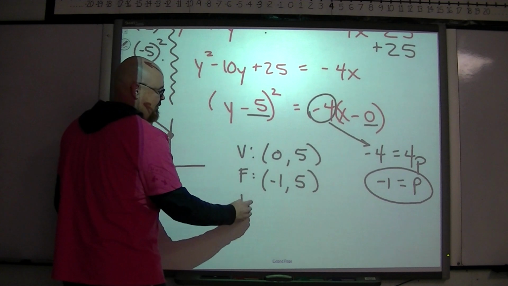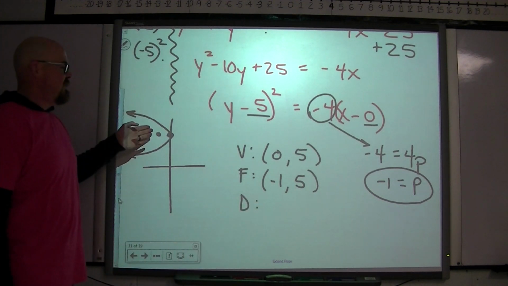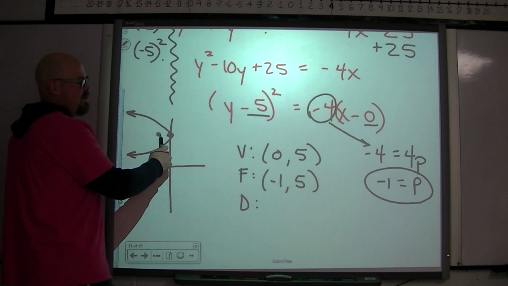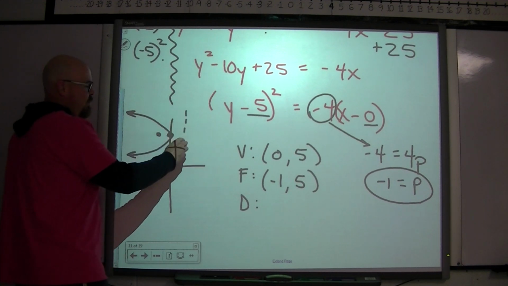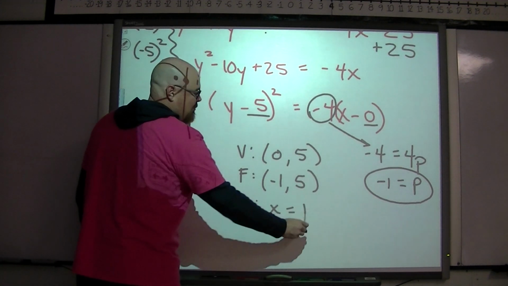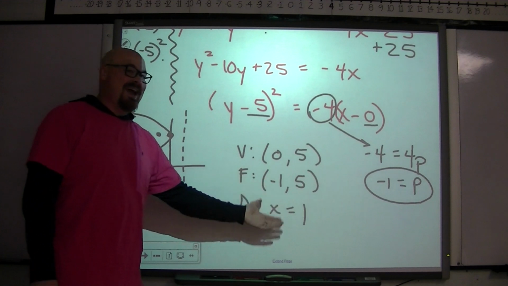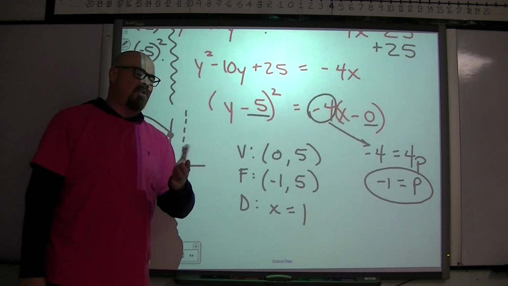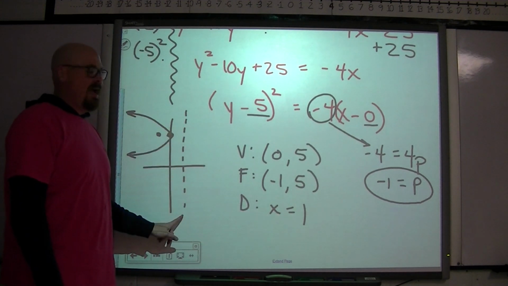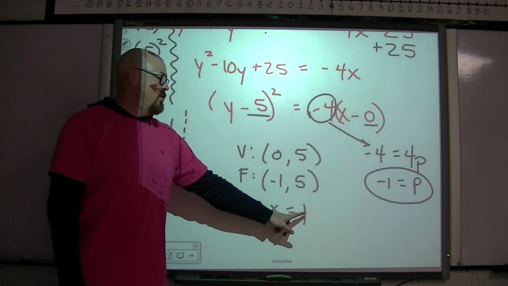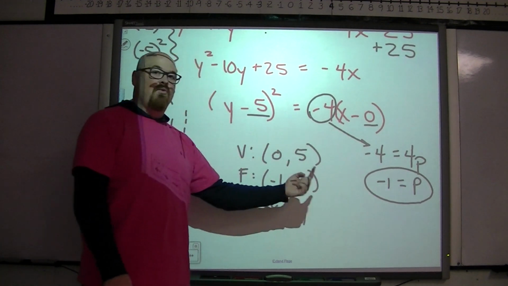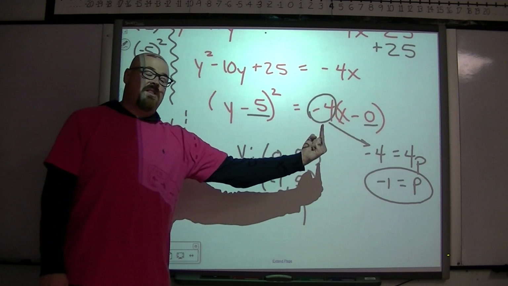The directrix, where's the directrix? The directrix is in the opposite direction of the focus. So we moved 1 unit here to get to the focus. We'll move 1 unit back to get to the directrix, and we'll call that x equals 1. And again, why is it x equals 1? Because it's a vertical line, and it's 1 unit away from 0 based on that value of p. It told me to move 1 unit to get to the focus, 1 unit to get to the directrix.